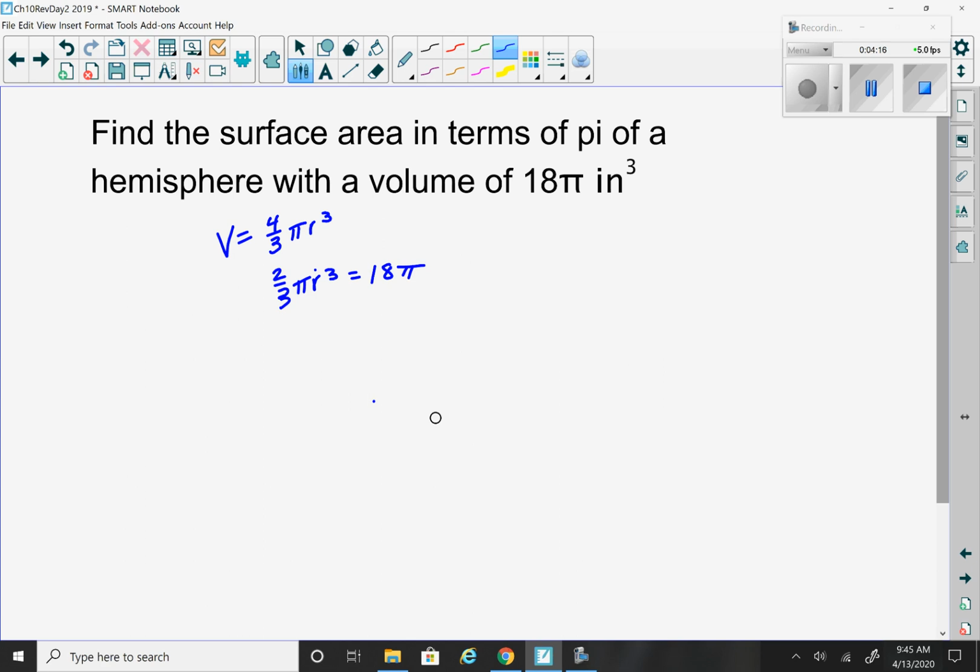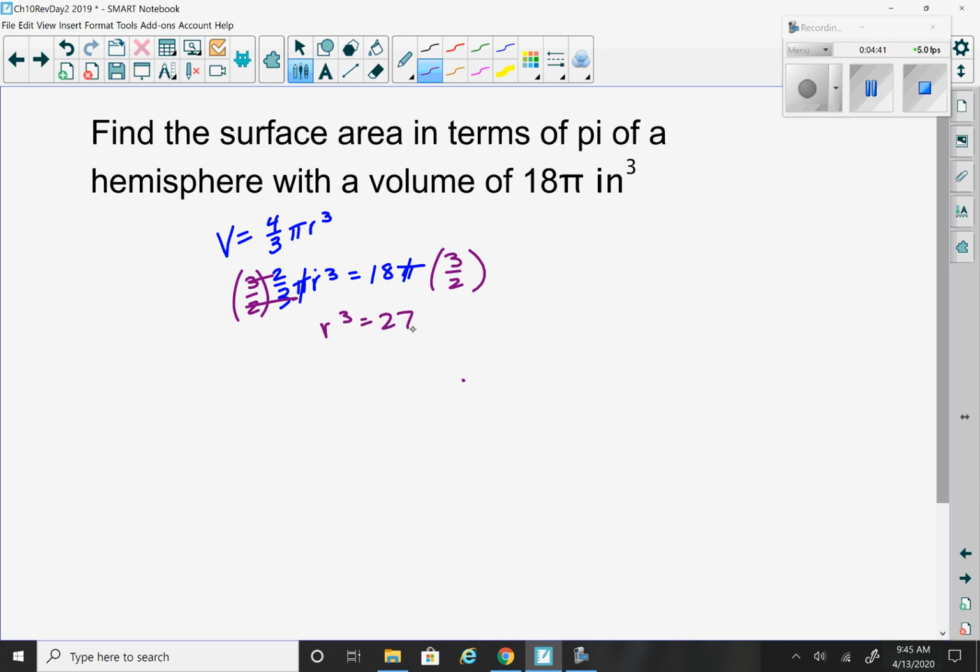Again, I'm trying to figure out what the radius is. Obviously, as I'm trying to solve this for r, the pi's can cancel out. I'm going to multiply both sides by the reciprocal, which is 3/2. 3/2, right? So these cancel out. 6/6 is 1. On the right side, 18 divided by 2 is 9. 9 times 3 is 27. So I got r cubed is 27.